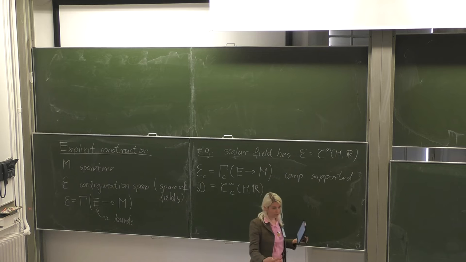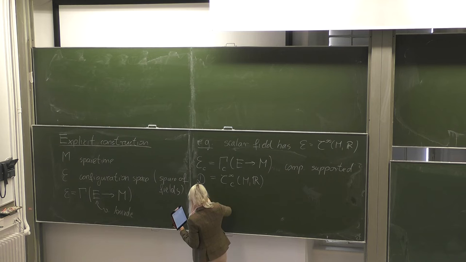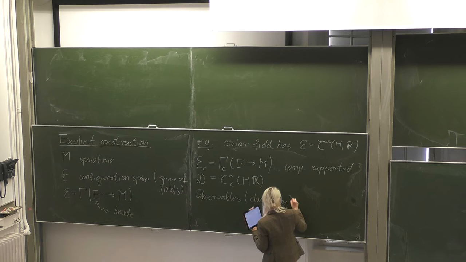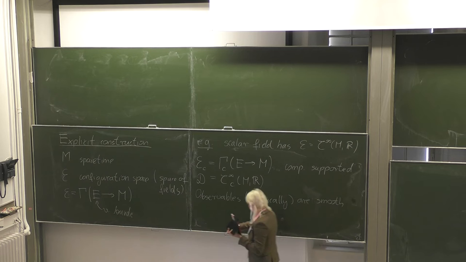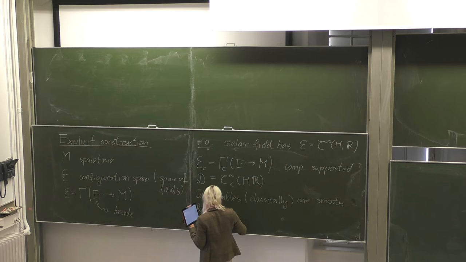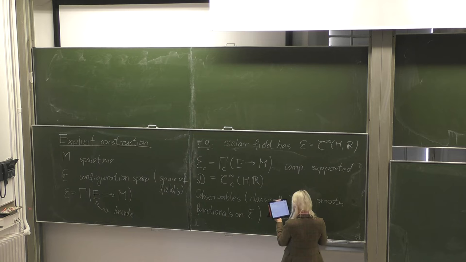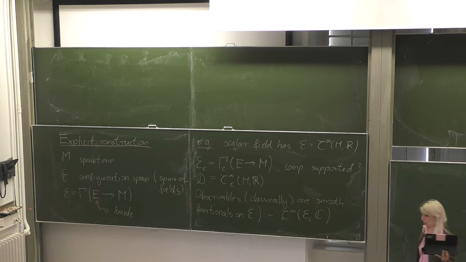So observables, and let's say first classically, are smooth functionals on E. So this is C infinity of E, and let's make them complex valued because we are going to need it later.